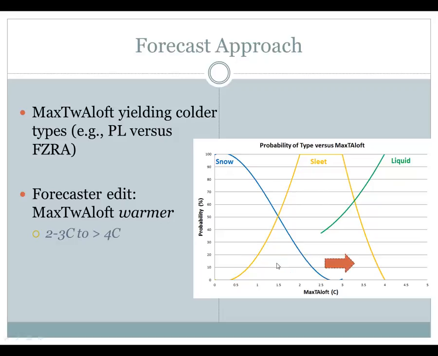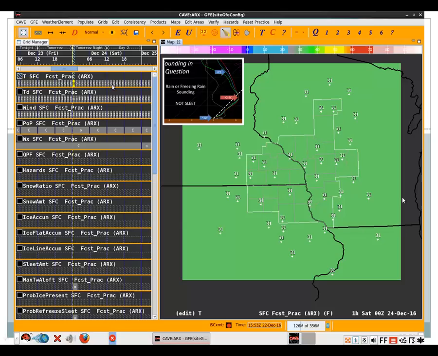This isn't really the recommended way to do it in most cases, to use the probability of weather type where you're kind of reverse engineering. You're thinking, okay, I really want freezing rain out of this scenario, so I'm going to build in the environmental variables. But in this case, we have to edit the environmental variable max TW aloft grid to a warmer temperature simply to get out of this sleet regime here in the 2 to 3C and get towards the liquid regime. So in this case, I would take my max TW aloft grid and edit it from 2 to 3 Celsius over into the above 4 Celsius range. And that way you'll get complete melting of the hydrometeor.